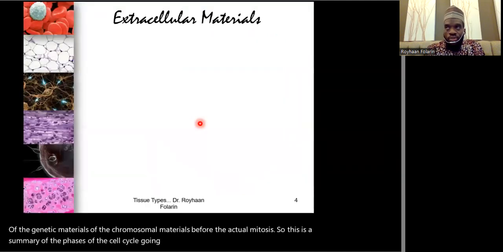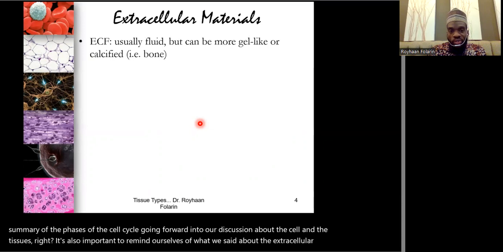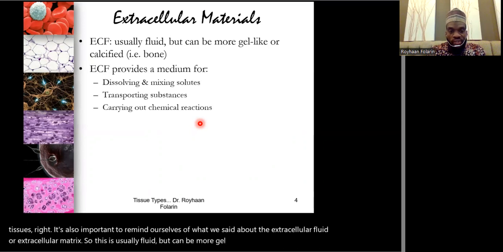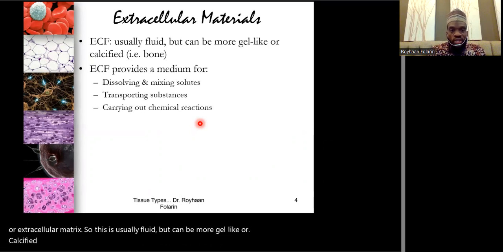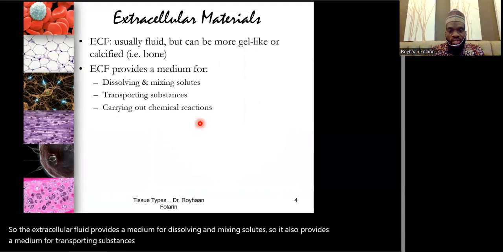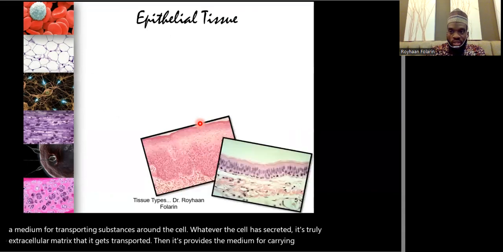Going forward into our discussion about the cell, the tissues, right? It's also important to remind ourselves of what we said about the extracellular fluid or extracellular matrix. So this is usually a fluid, but can be more gel-like or calcified in cases of bones. So the extracellular fluid provides a medium for dissolving and mixing solutes. It also provides a medium for transporting substances around the cell, whatever the cell has secreted. It's through the extracellular matrix that it gets transported. Then it provides a medium for carrying out chemical reactions as well.